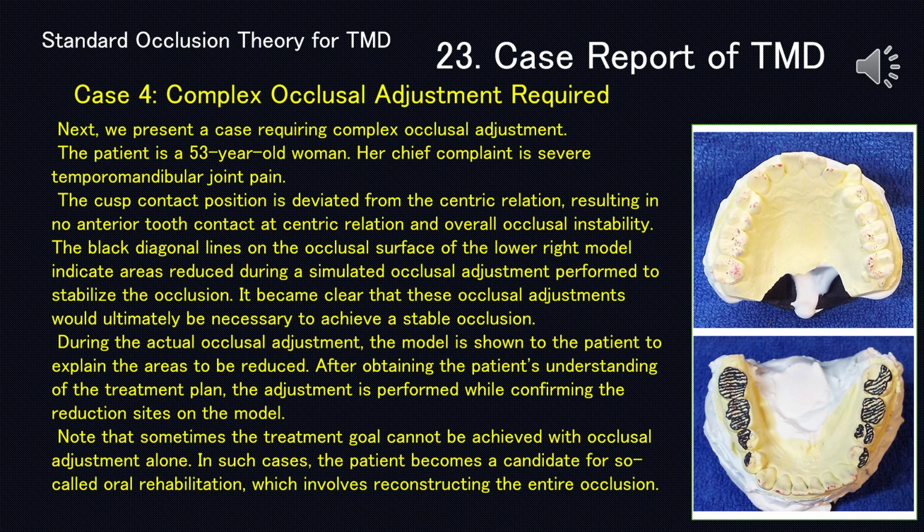During the actual occlusal adjustment, the model is shown to the patient to explain the areas to be reduced. After obtaining the patient's understanding of the treatment plan, the adjustment is performed while confirming the reduction sites on the model. Note that sometimes the treatment goal cannot be achieved with occlusal adjustment alone. In such cases, the patient becomes a candidate for so-called oral rehabilitation, which involves reconstructing the entire occlusion.